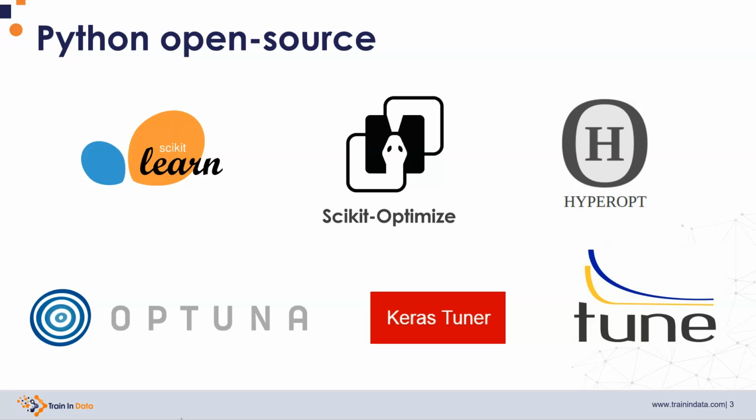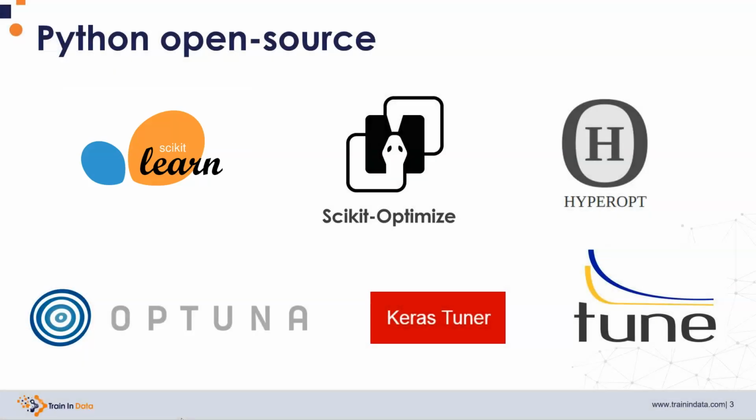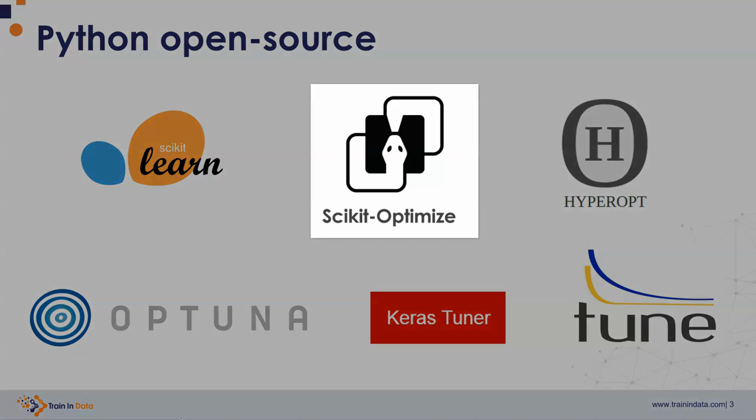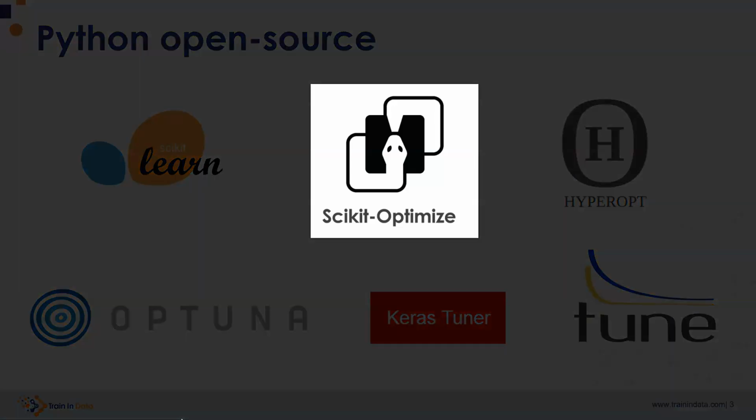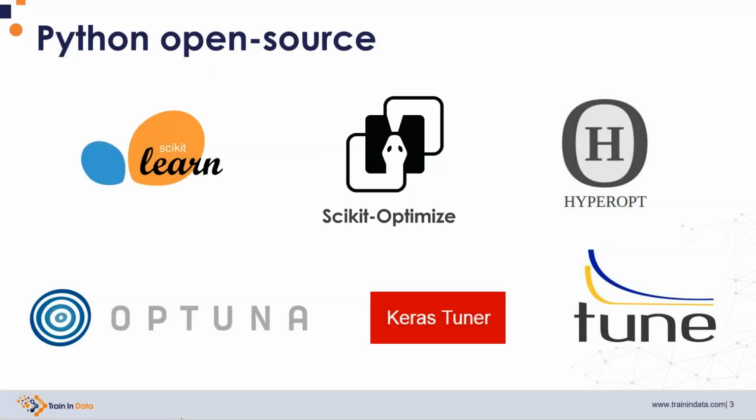There are many libraries for hyperparameter optimization in Python. These 6 are by far the most popular ones. Of course, Scikit-Learn has hyperparameter tuning tools as part of its ecosystem to tune the models that we train with Scikit-Learn. We have Scikit-Optimize, which was also developed by some of the developers of Scikit-Learn, that implemented for the first time Bayesian optimization in a way that is compatible with the Scikit-Learn ecosystem.